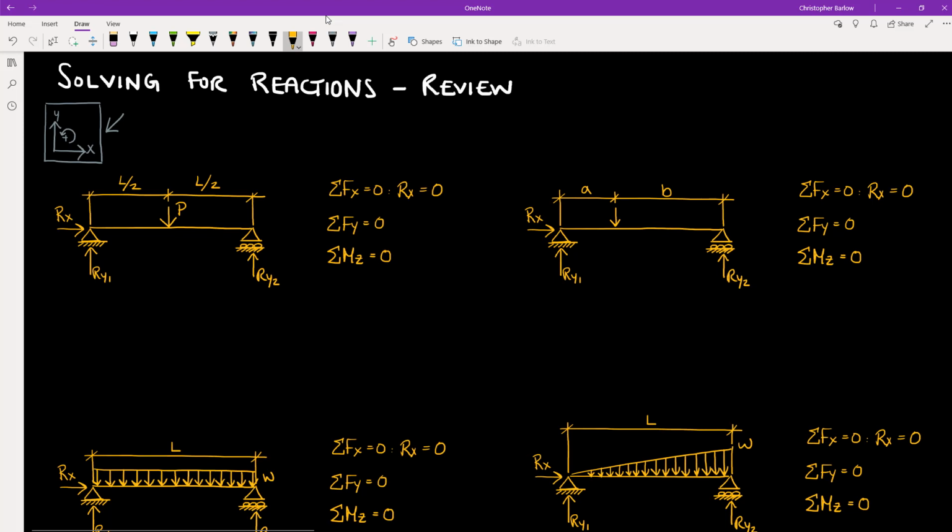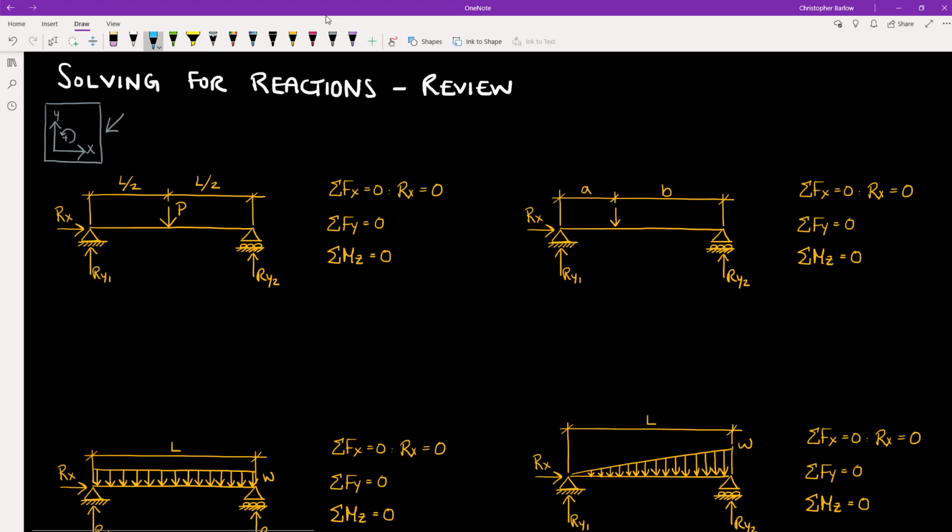So let's start with this first example in the top left. Here we have a member supported by a pin on the left and a roller on the right. And we have placed a point load at mid-span. This member here could be a girder with a beam framed into it where we are getting our point load from, and these supports could be columns on either side. So now let's solve for our reactions in terms of our point load.